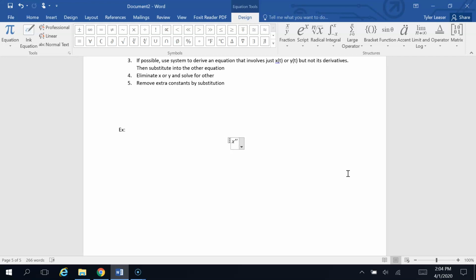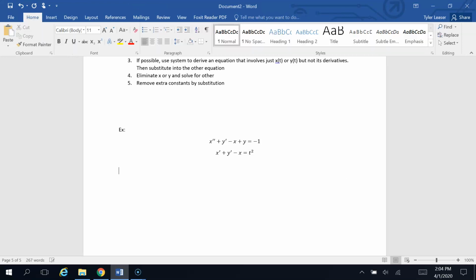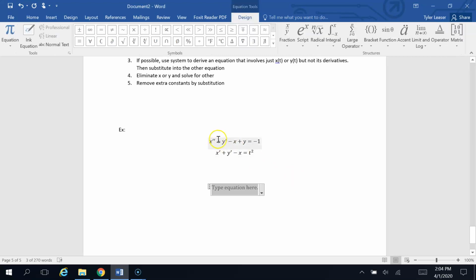Well, let me get rid of the t's here. So just x double prime plus y prime minus x plus y is equal to -1. And then we're also going to have the other equation, x prime plus y prime minus x is equal to t squared. We do have a second order derivative up here, but just know that this process works for these as well. So first thing that you want to do, step one, is you want to rewrite your differential equations. They're already in the right format.